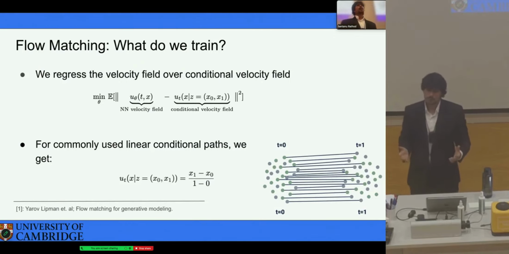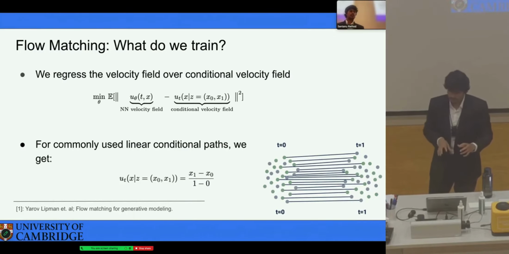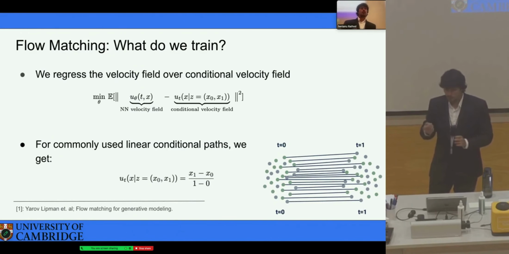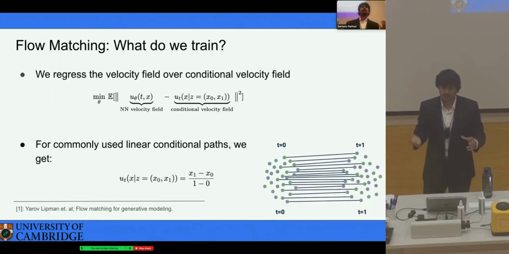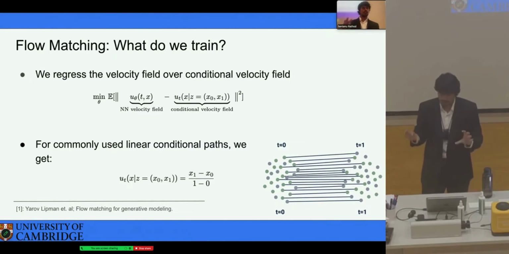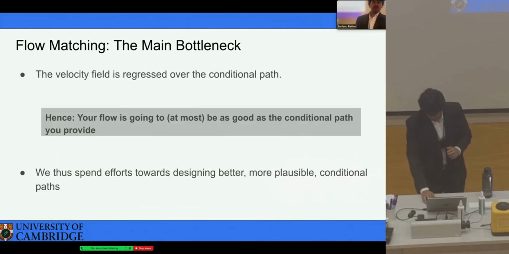Commonly used ways to construct these conditional probability paths are basically constructing linear interpolant paths. In the case of linear interpolation, the conditional velocity has a very simple and tractable nature to it, which is just x1 minus x0 by 1. But it also depends. Just because it's a straight line doesn't mean it's easy. You also need to decide how you are going to couple these x1 and x0, because what you have essentially are samples from two distributions. So how you're going to connect them is also a design choice that you make.